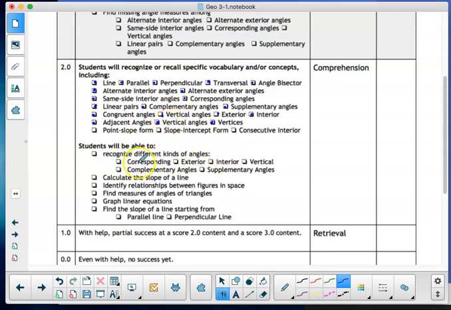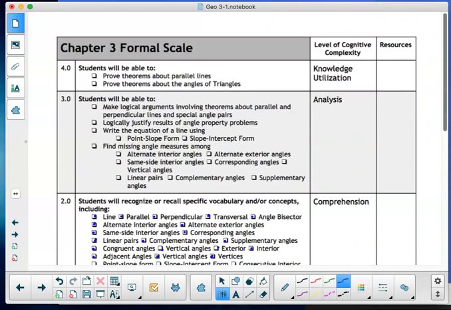Recognize different kinds of angles: corresponding, exterior, interior, vertical. I know complementary and supplementary. Calculate slope, identify relationship between figures in space, find measures of angles, graph. Okay, wow, we know a lot of this. Well, chapter 3 may not be so bad. We already know a lot of stuff.